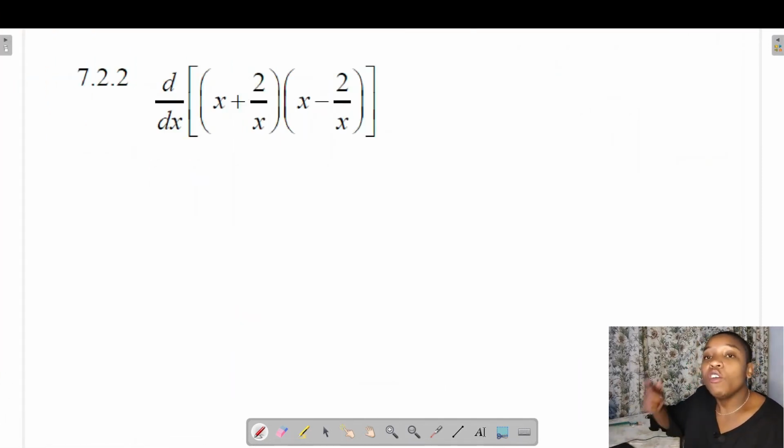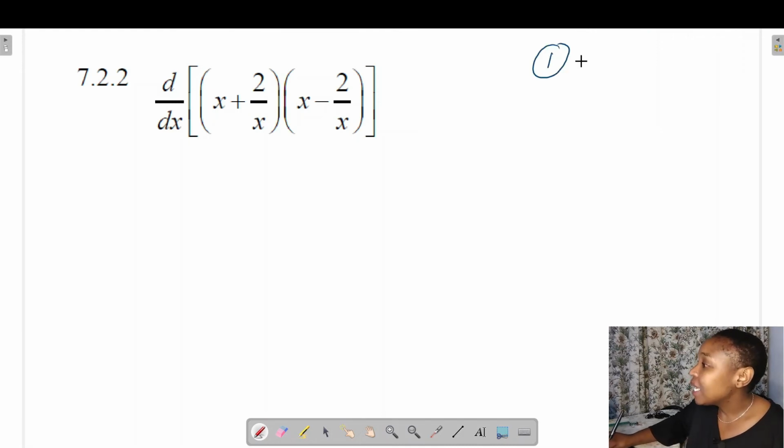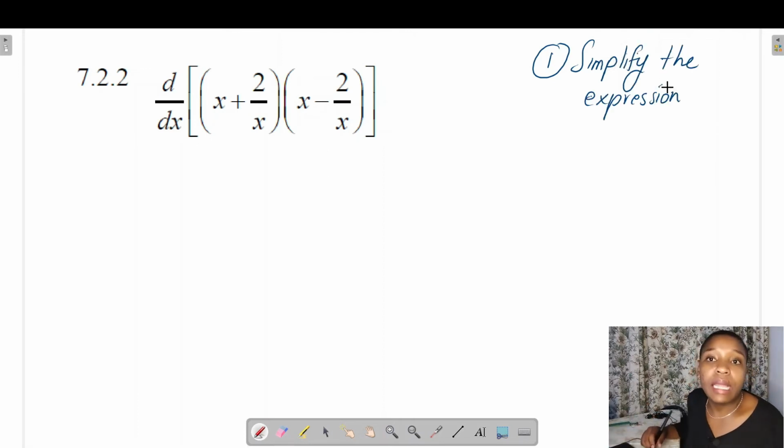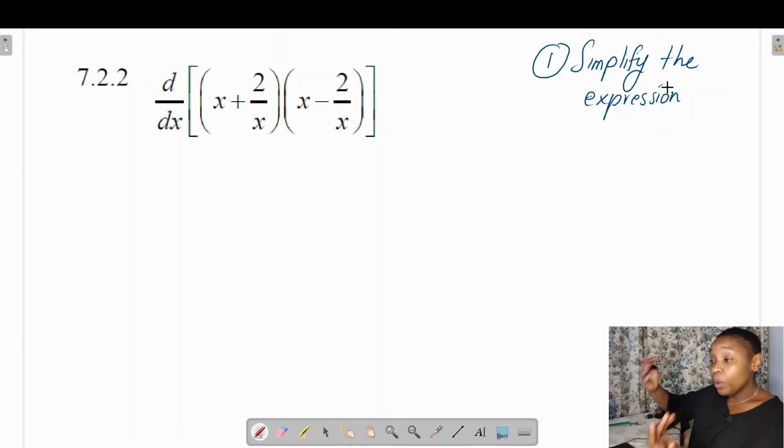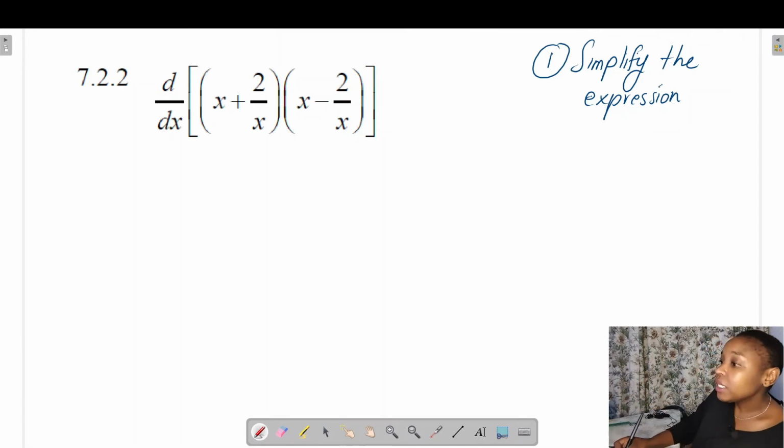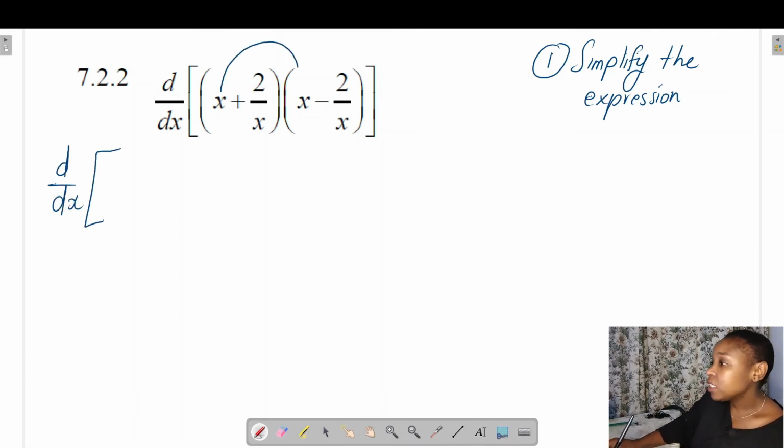Like I said, the first step that we need to do is ensure that we simplify the expression. That's the first step. We need to simplify the expression that is given to us. So how can we simplify that? It's going to be d over dx. Let's simplify. x multiplied by x is going to be x squared.